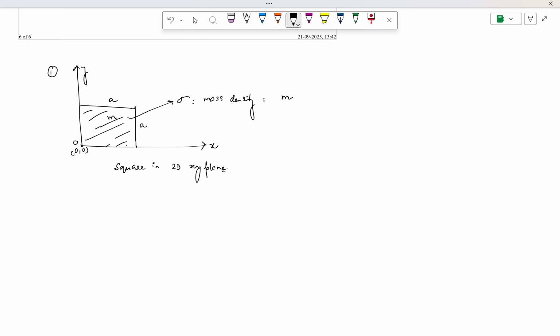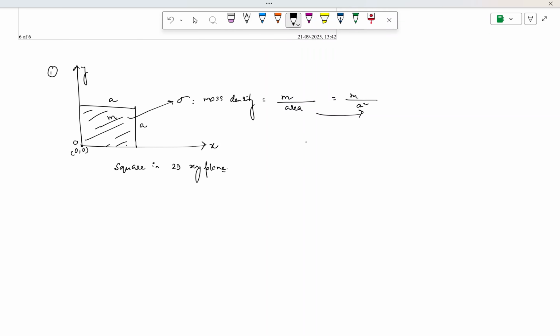And z is perpendicular to the plane of the square. So the mass density will be the mass divided by the area of the square, which is m divided by a squared. Why a squared? Because this is a square, so the area of the square is simply a squared. That is why sigma equals m by a squared. So that is something you can do from here.